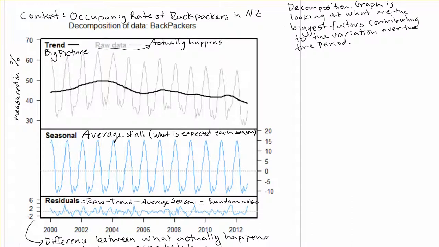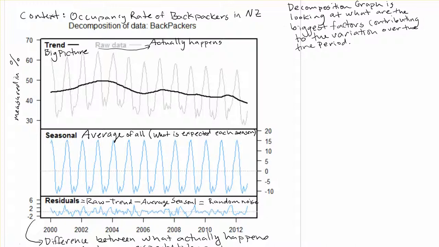All right, so I'm going to take a look at the actual decomposition from inzight. And again, the decomposition graph, what we're looking for here, like our big picture stuff, is that we're going to be talking about what is the overall contribution factor? Like, what's causing the most variation over that time period? Is it the seasonal? Is it the trend? Is it both? And so we need to do some calculations to prove that one way or the other.